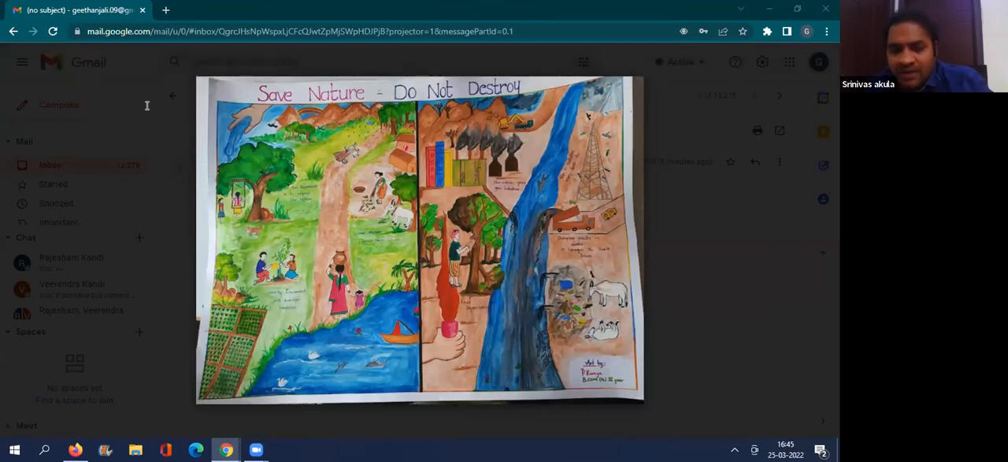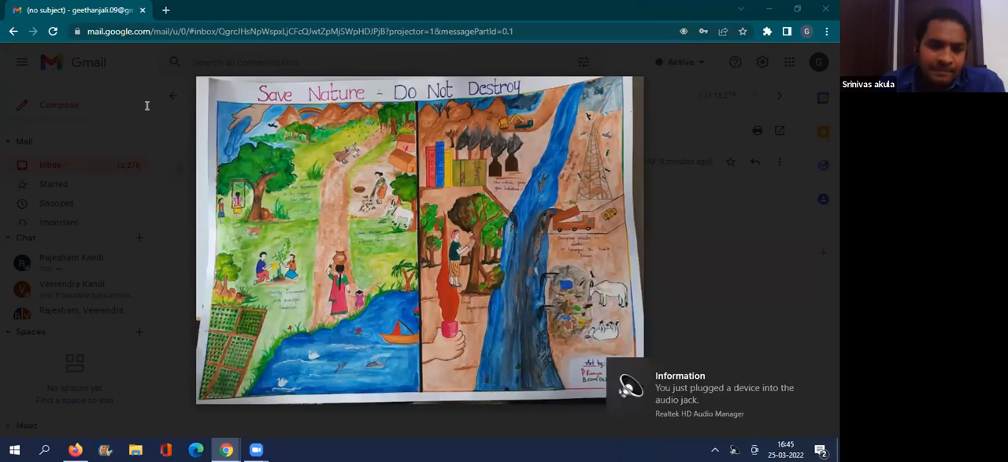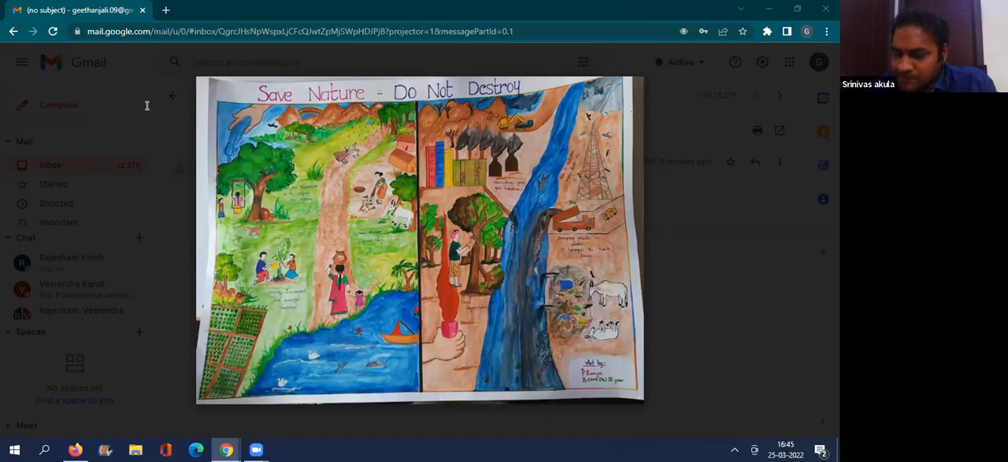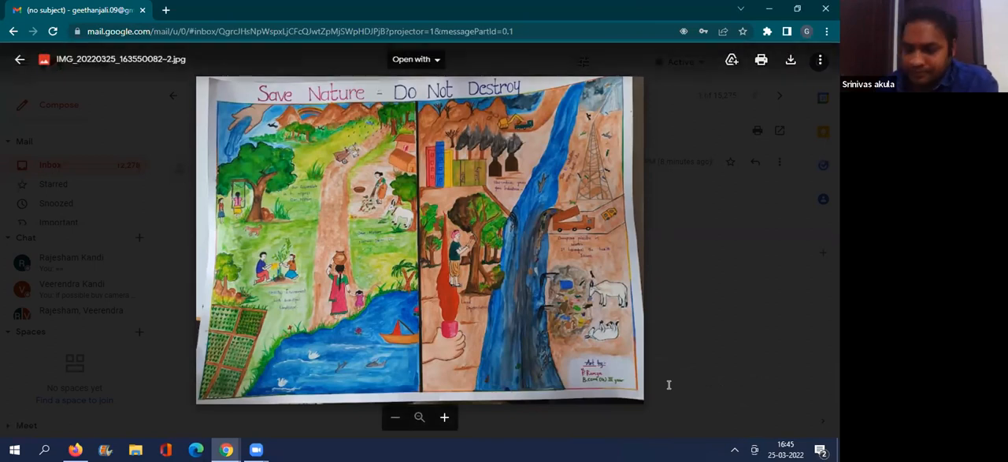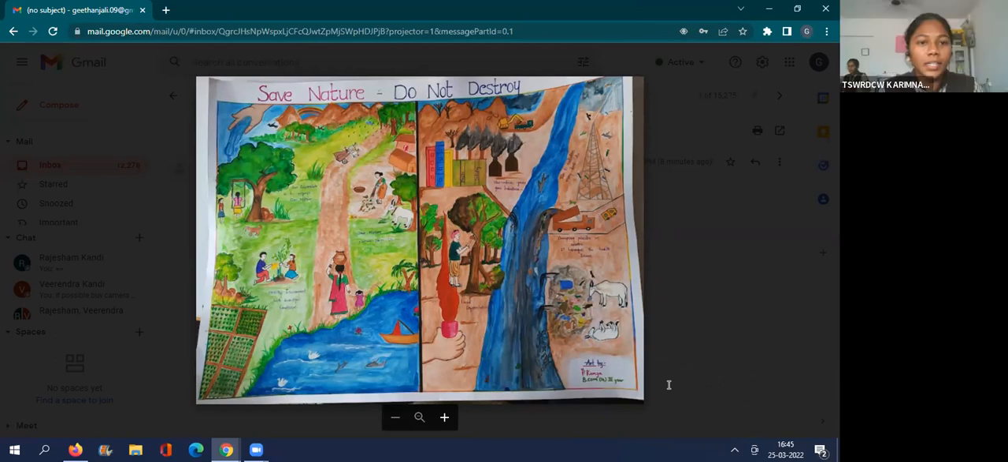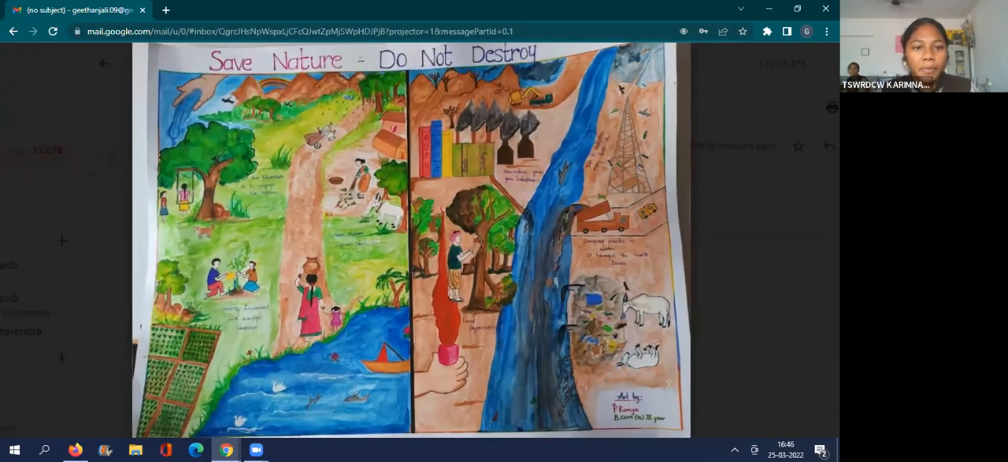A poster on save environment. Good evening to all. This is Ramya, BCom General Final Year, TSWRDCW Karimnagar. My poster is Save Nature, Do Not Destroy. I want to explain about saving nature. Nature is a beautiful gift. It's our responsibility to respect our nature and protect it from pollution.